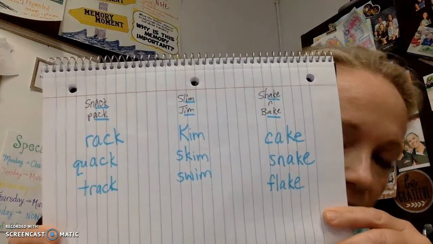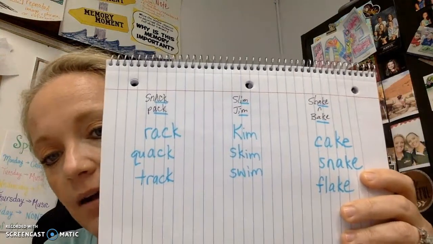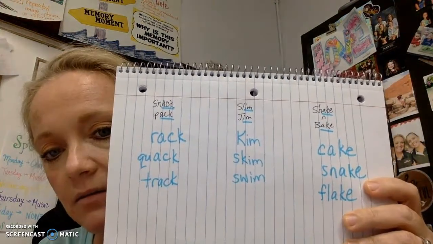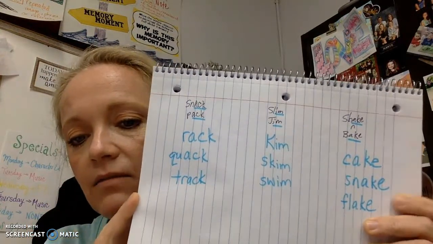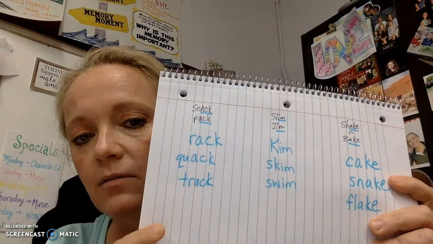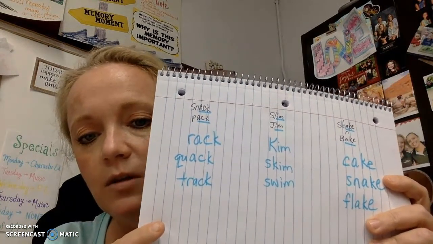When you're all done, it should look like this. Or something like it. I did it out of order. But here we want to show that we can hear the rhymes, and we also notice that a lot of times when they rhyme, they have the same spelling pattern. So if you can spell shake, bake, then you can spell cake, snake, and flake. And the same for snack pack, you can spell rack, quack, track. And Slim Jim, you can spell Kim, skim, swim.